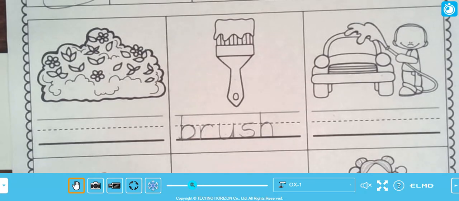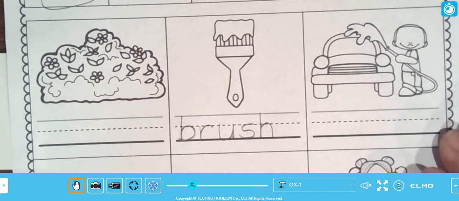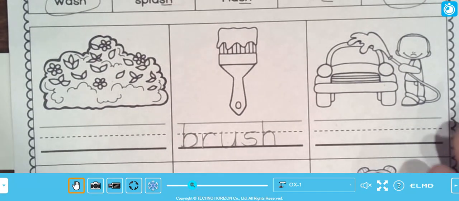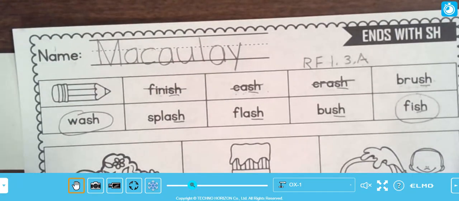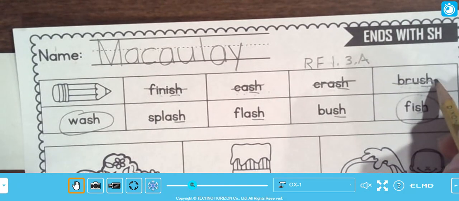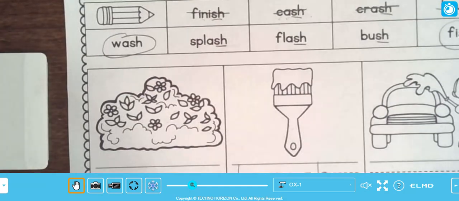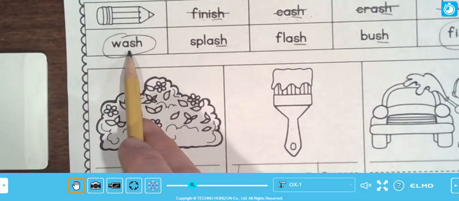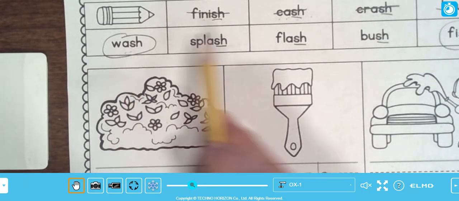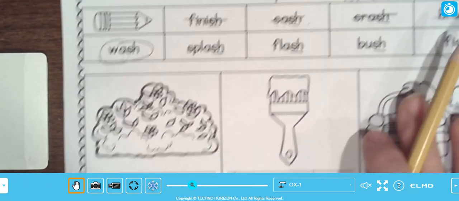Okay, hopefully you finished writing down the word brush. If you didn't, pause the video right now so you could finish it. Okay, because I'm going to move on. And I know I'm going fast. I'm going quickly, but you can pause whenever you need to. Okay, so let's cross out the word brush. And we're skipping this one because this one you're going to do without me. You're going to do it by yourself. This one we're going to do together.